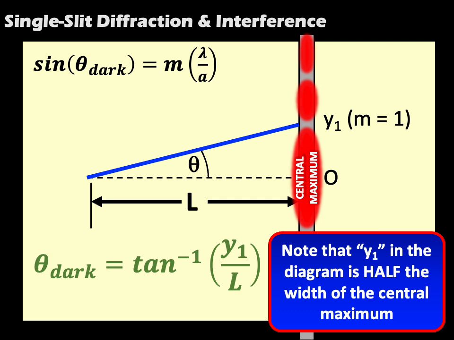So that central maximum, this is something that's going to come up mostly in lab. It's actually easier to measure the width of the central maximum and divide by 2. That gives us y1, but that's just a practical matter for the lab. If you need more time, hit pause.